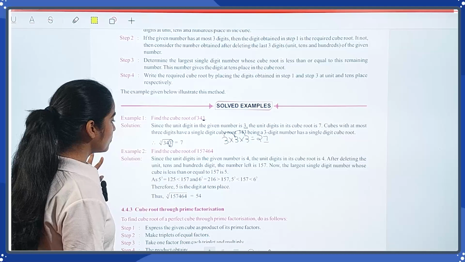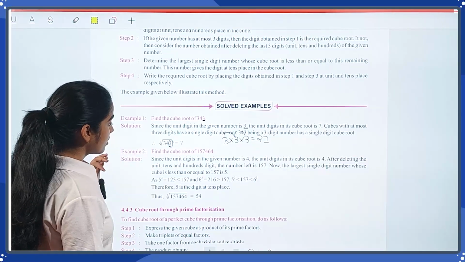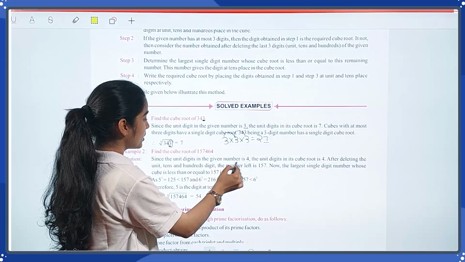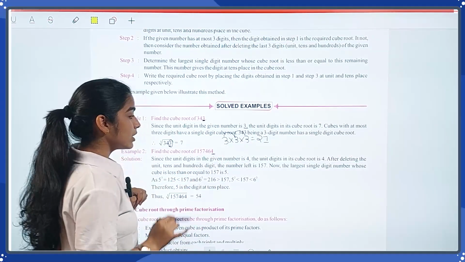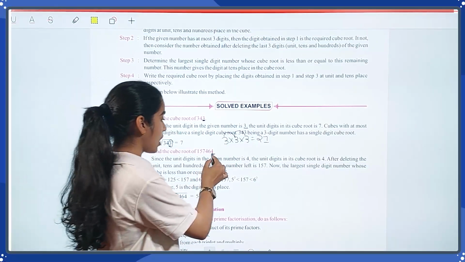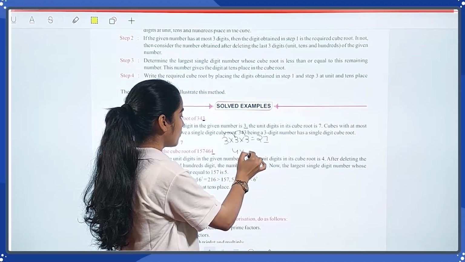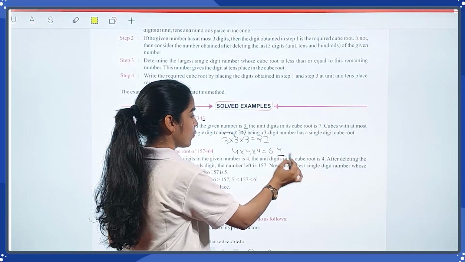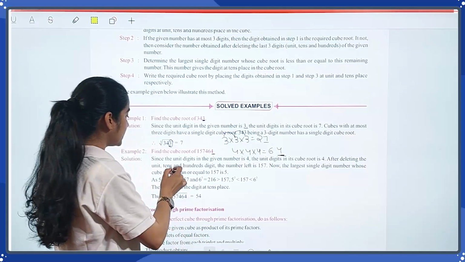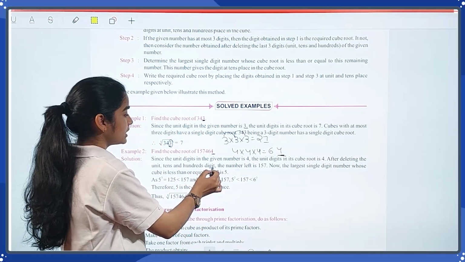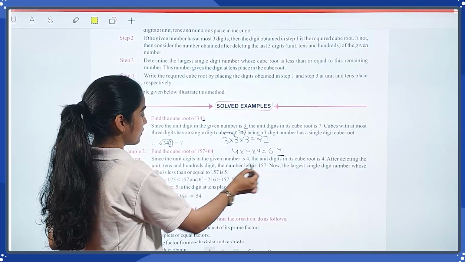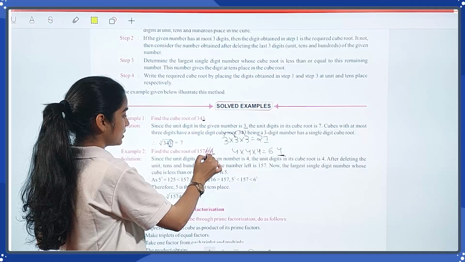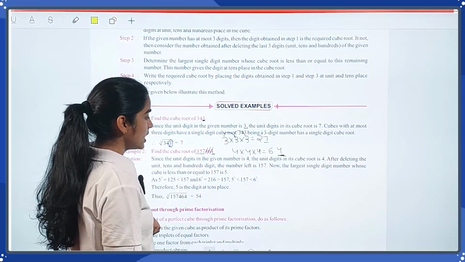Okay. Find the cube root of 157,464. Since the unit digit in the given number is 4, the unit digit in the cube root is 4. How can you calculate? 4 multiplied by 4 multiplied by 4 is 64. So, the unit digit is 4. After deleting the unit, tens and hundreds digits, the number left is 157. So, what you have to do? You have to delete this 4, 6 and 4, so you will get 157.